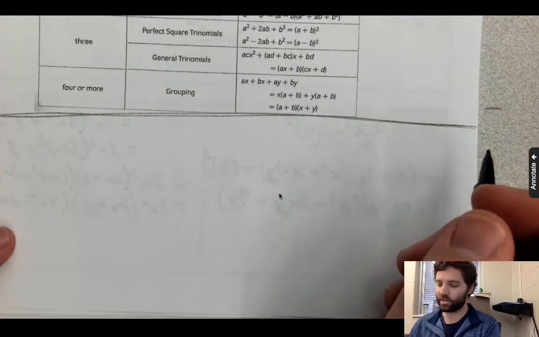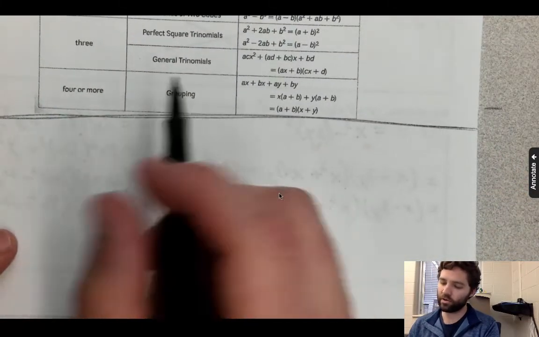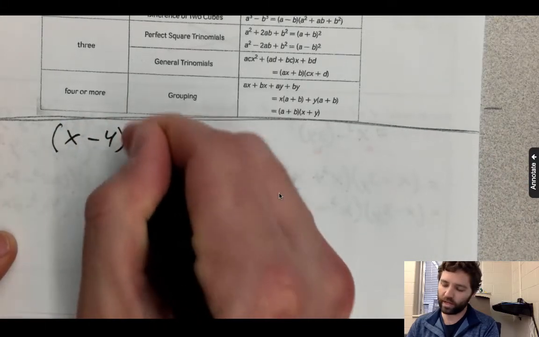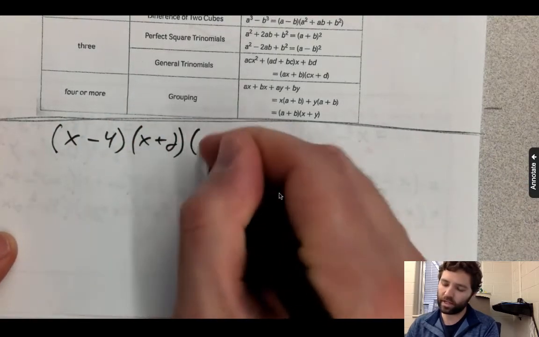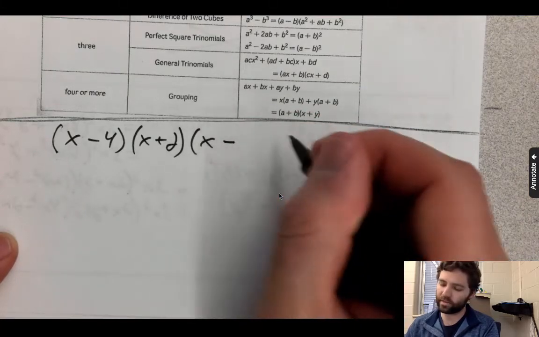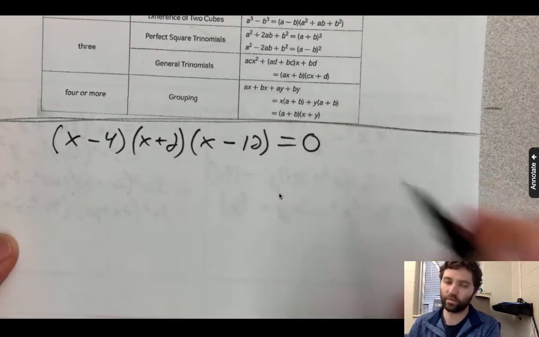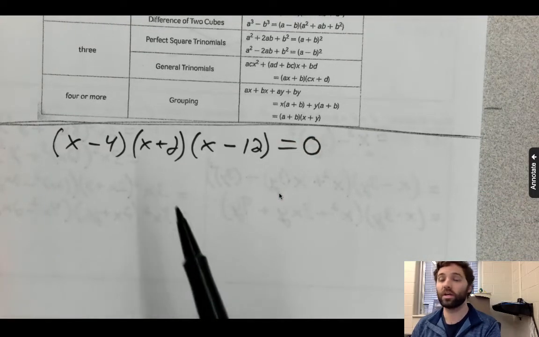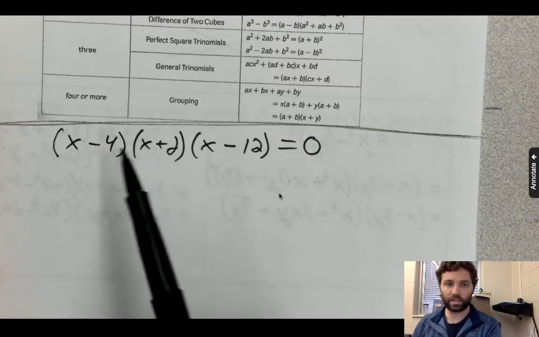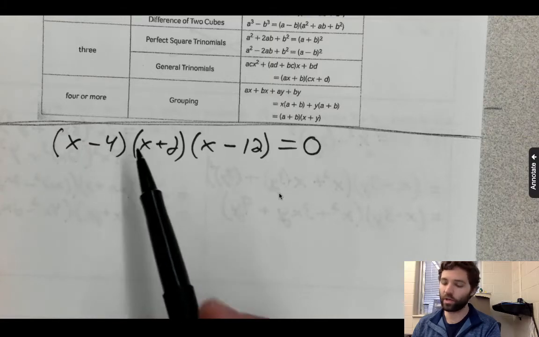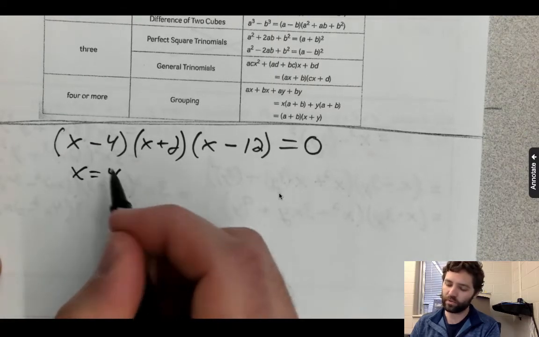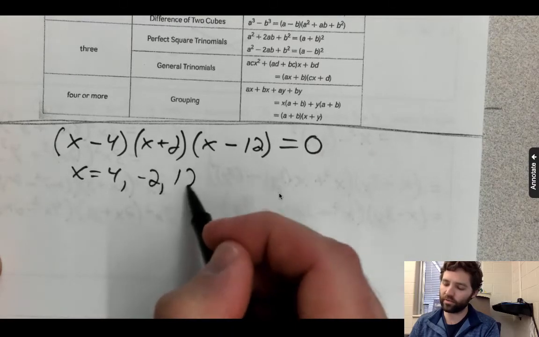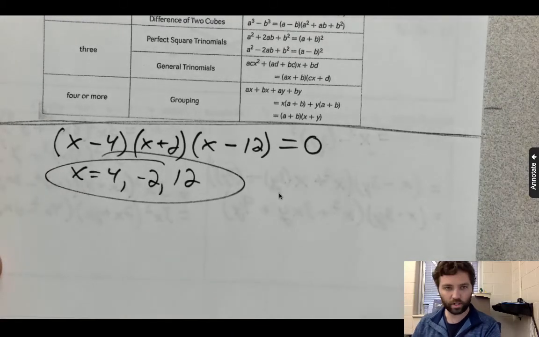The zero factor property says this: if you can factor your polynomial into something like this, just as an example, x minus 4, x plus 2, and x minus 12, and it's all equal to 0. If you can factor the polynomial like that, and I say, well, what are the solutions? In other words, what values can you plug into the left-hand side to make it 0? You would say, well, you could plug in 4, because 4 minus 4 is 0. You could plug in negative 2. You could plug in 12. Those would be your solutions to the equation.